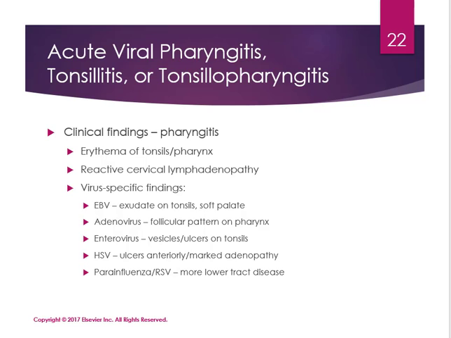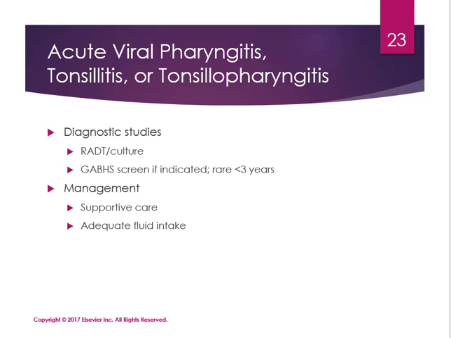The enterovirus, you may notice vesicles or ulcers. Herpes simplex may have ulcers anteriorly with adenopathy, and the parainfluenza and RSV, you may notice more issues on the lower tract. Testing may include the rapid antigen detection test or cultures, and then also if symptoms indicate, you might do a group A beta hemolytic strep screen. Management for the viral symptoms is supportive and good fluid intake.